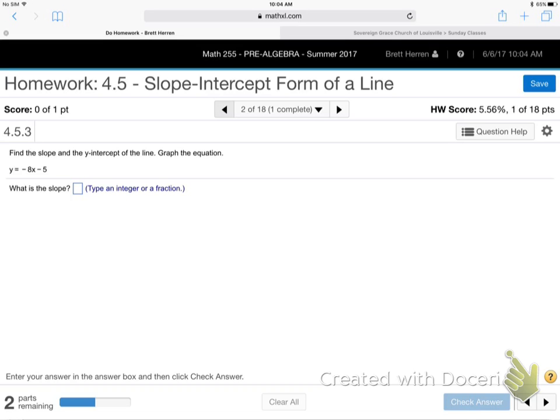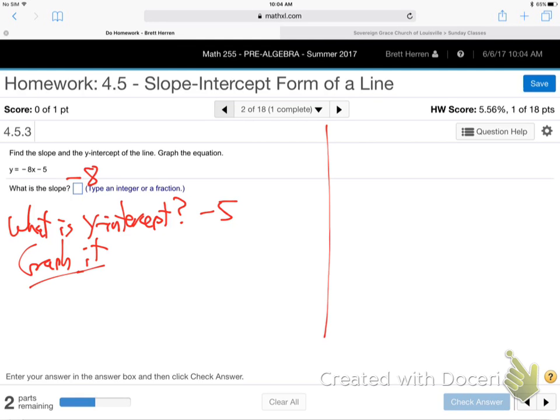So first question, as you look at that, they're asking you, what is the slope on that one? The slope is the -8. It's not the -8x, it's not the x, it's just the number next to x. So that's the slope. Next question they're going to ask you is, what is the y-intercept? Yeah, that's the -5. So they're going to ask, what's the slope? What is the y-intercept? And then they're going to say, graph it.